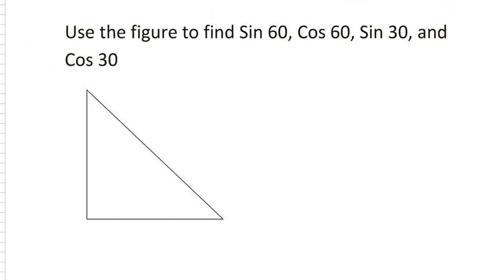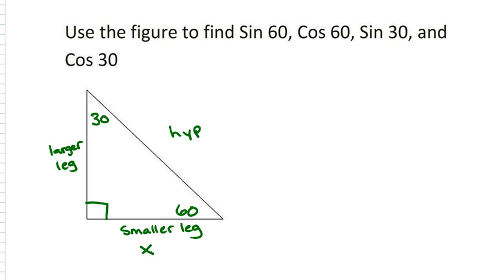Now the next special right triangle is what's called a 30, 60, 90. So let's say that's 30 and that's 60. Now remember, the 30 is the smaller angle, so this is the smaller leg. The 60 is the larger angle, so this is the larger leg. And then the hypotenuse. Well, remember, the smaller leg we call x. The larger leg is the square root of 3 times x. And then the hypotenuse is 2x.